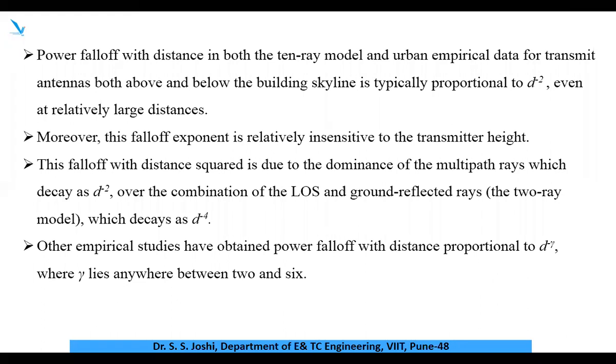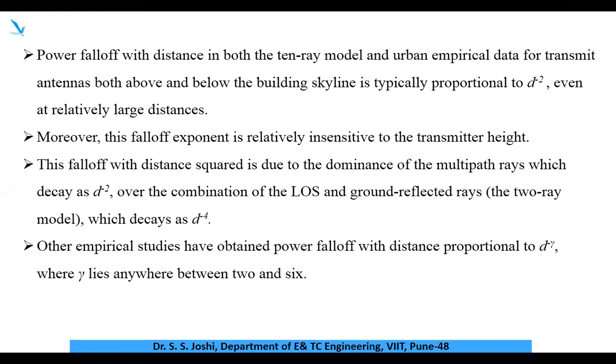It is very difficult for every situation. Suppose you are considering Bibewadi at Pune, some other location in a village, or some crowded, dense area. The model should be precise in that case, but it is very difficult to get all of these, whether a 10-ray model or a 2-ray model. But for the generalized case, how much power is received at the receiver, based on empirical studies we have to come up with a solution, and that solution we can apply.